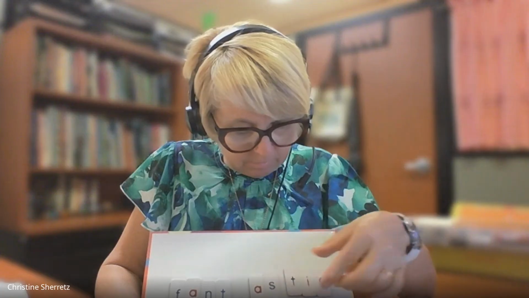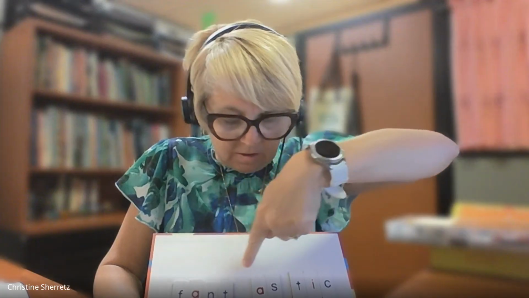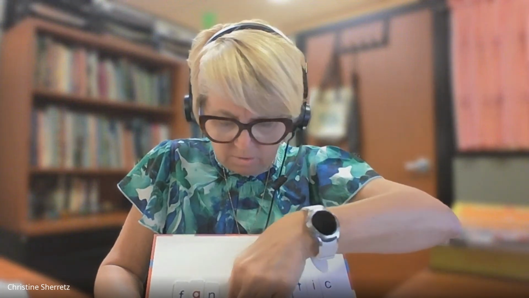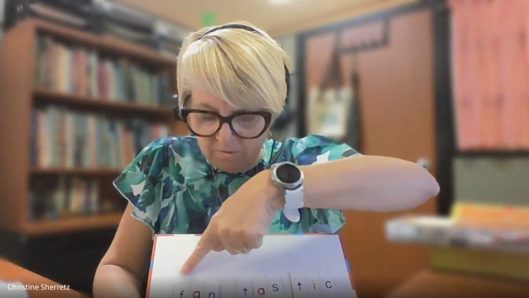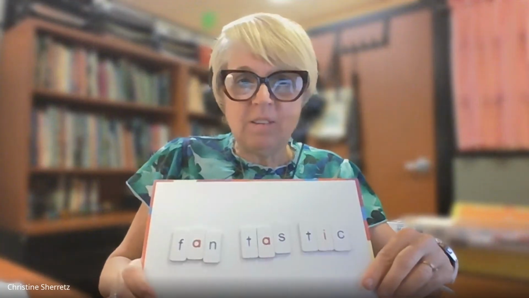Now, we could do this, couldn't we? That would be fantastic. Doesn't sound right. If we move here, we have fan. We know that is a closed syllable. Tas, that is another closed syllable. Tic, fantastic. So we have an example of 3 closed syllables. And what's great about this is you're showing the kids that you can take a very large word, and when you break it up into chunks, you can read it.